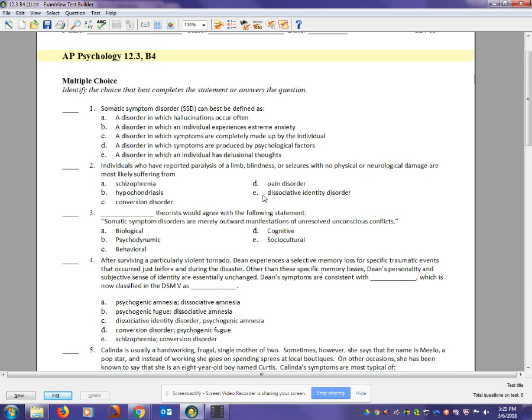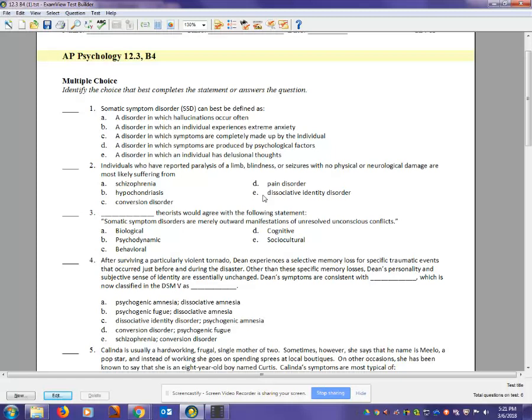We are doing AP Psychology today, 12.3. Our target is to describe somatic symptom disorder and dissociative disorders and identify theories for their development. I want to take a note really quickly to discuss the difference between your textbook and the current designations in the DSM-5.